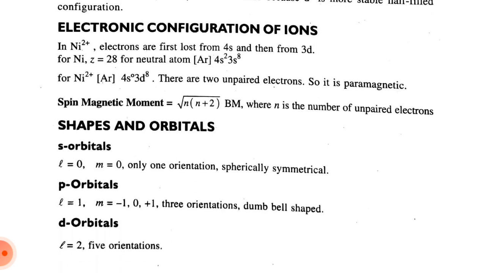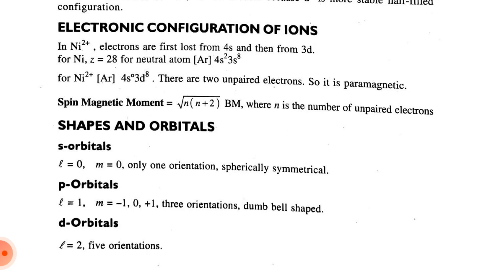Electronic configuration of ions. In nickel, 2+ electrons are first lost from 4s and then from 3d. For nickel, Z is equal to 28 for the neutral atom: [Ar] 4s² 3d⁸. For Ni²⁺: [Ar] 4s⁰ 3d⁸. There are 2 unpaired electrons, so it is paramagnetic. Spin magnetic moment is equal to √(n(n+2)) BM, where n is the number of unpaired electrons.